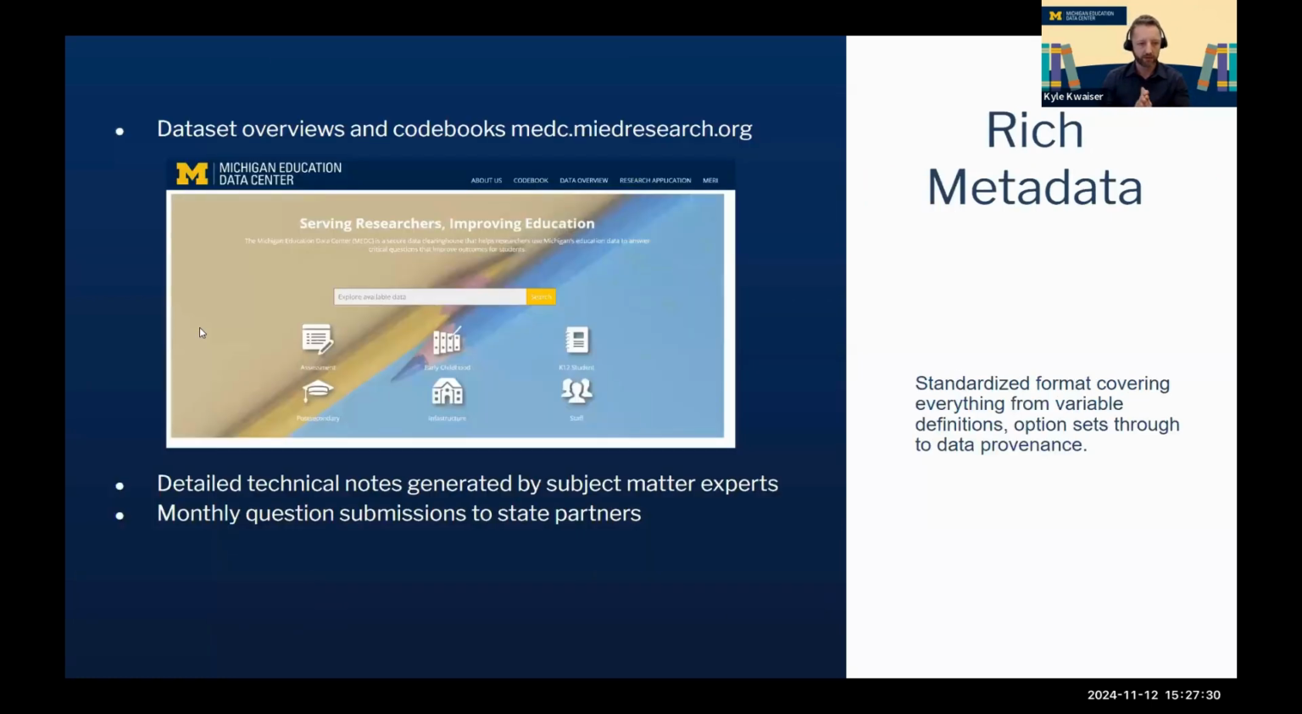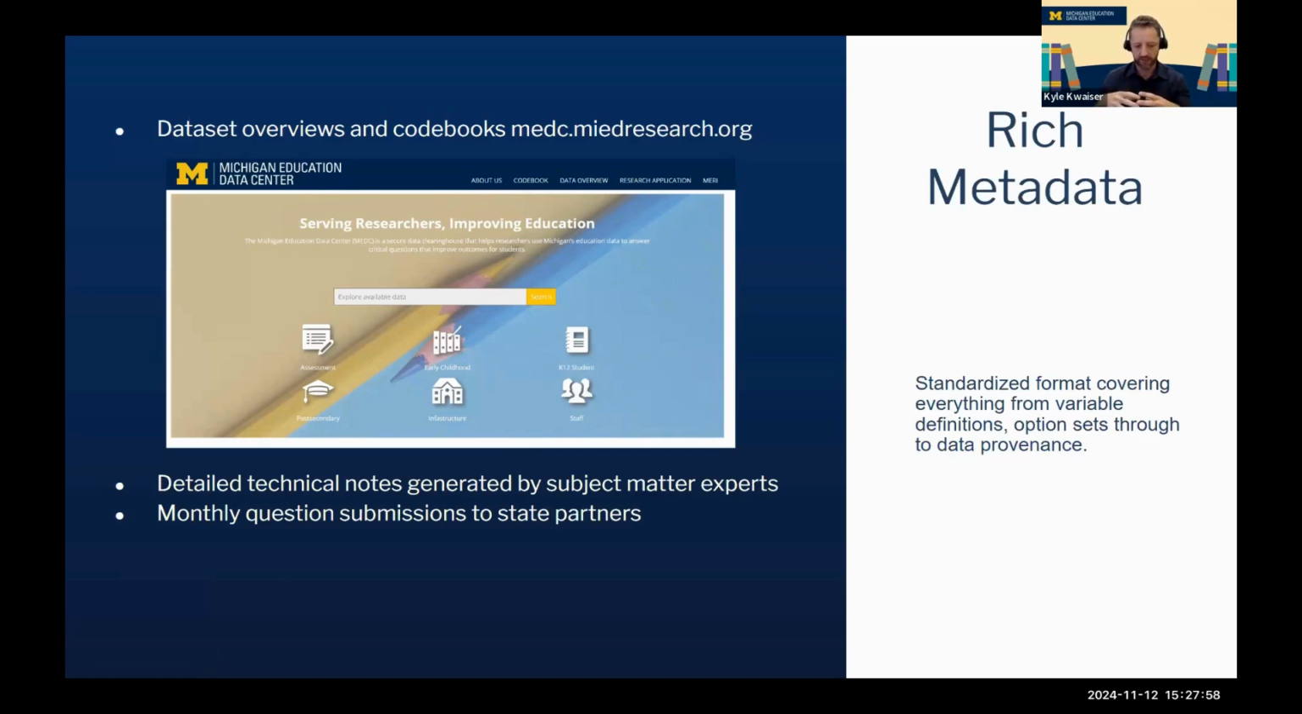Okay, what else do we have to offer? Rich metadata. Folks don't generally like creating metadata, but they love to read it and understand the data they're working with. So we have descriptive narratives on our website, which describe the variety of data sets that we have. At the bottom of the page, when you go and see it, you'll see all the variables associated with that data set. We've got detailed technical notes generated by subject matter experts.